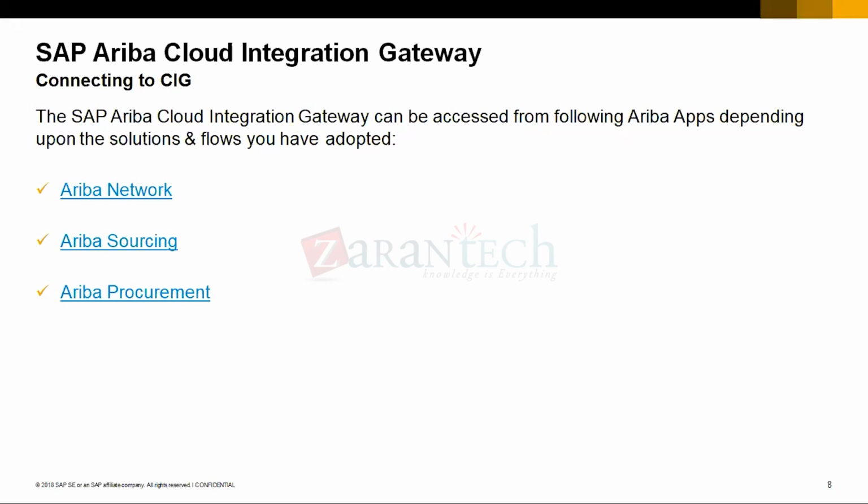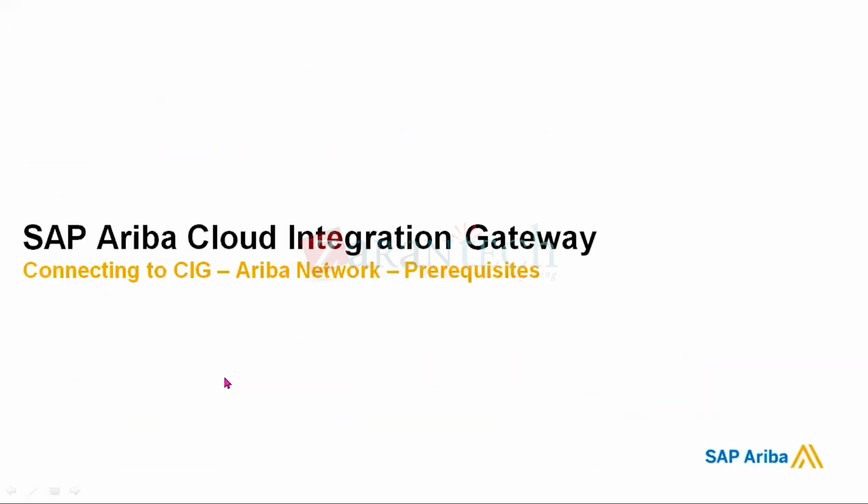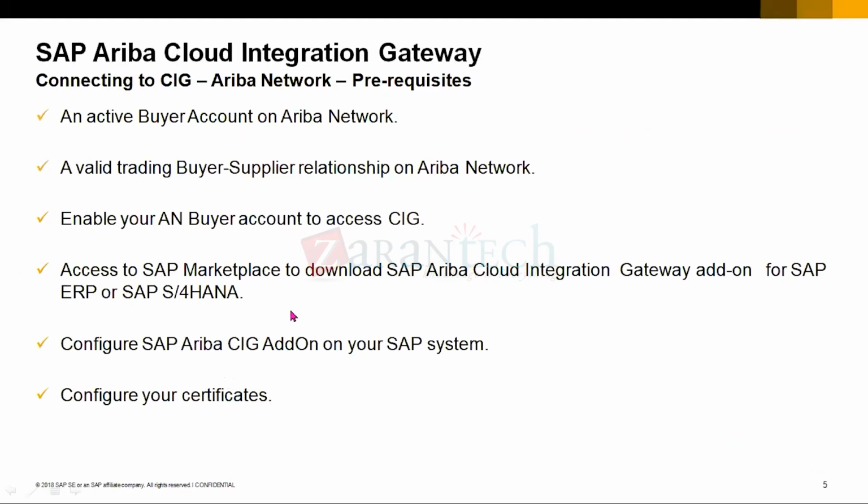Okay. So let's talk about how we have to do this activity, and what activity we have to actually perform in these cases. Here some prerequisites are given before enabling the cloud integration gateway component on the customer side. We should have some prerequisites like an active buyer account on the Ariba network. That means your license should be in active status. It's not that your license is inactive and you are requesting the SAP Ariba shared service team to enable the CIG. That would not be possible.